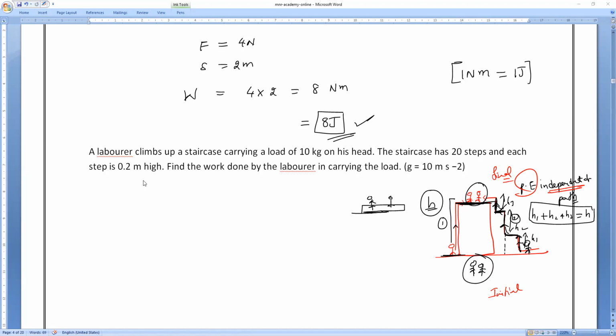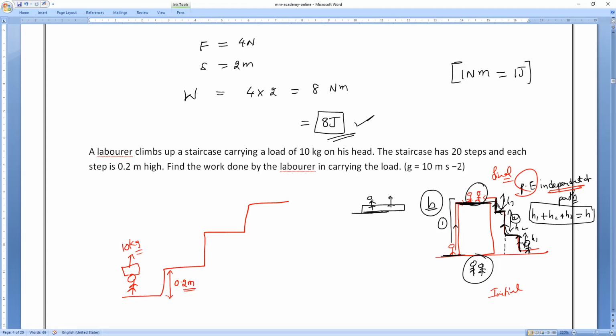A labor climbs up a staircase carrying a load of 10 kg. So let me take that a staircase is present. Now one labor is carrying a load. What is the load of the body? 10 kg. And what is the height of each step? 0.2 meter.